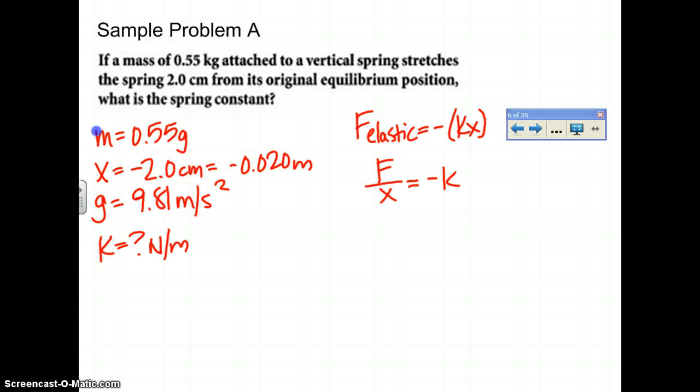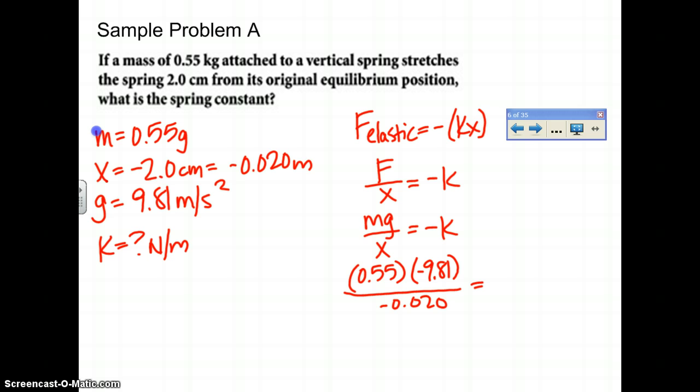Your F elastic is not known, so that's really going to break into mg over x is going to be negative k. So that gives you 0.55 times negative 9.81. It's falling down. And your displacement of negative 0.020 is going to give you 270. So your final answer is 2.7 times 10 to the second newtons per meter, which is your spring constant.